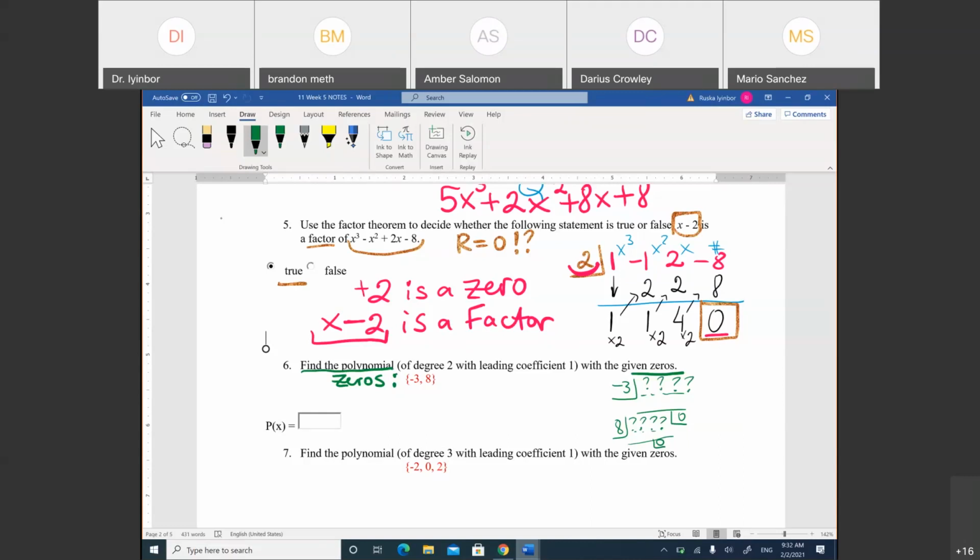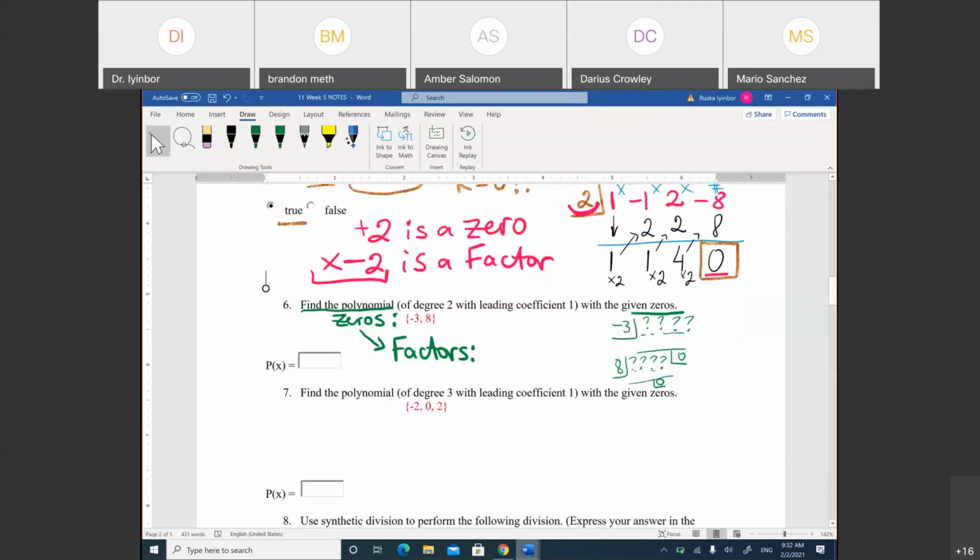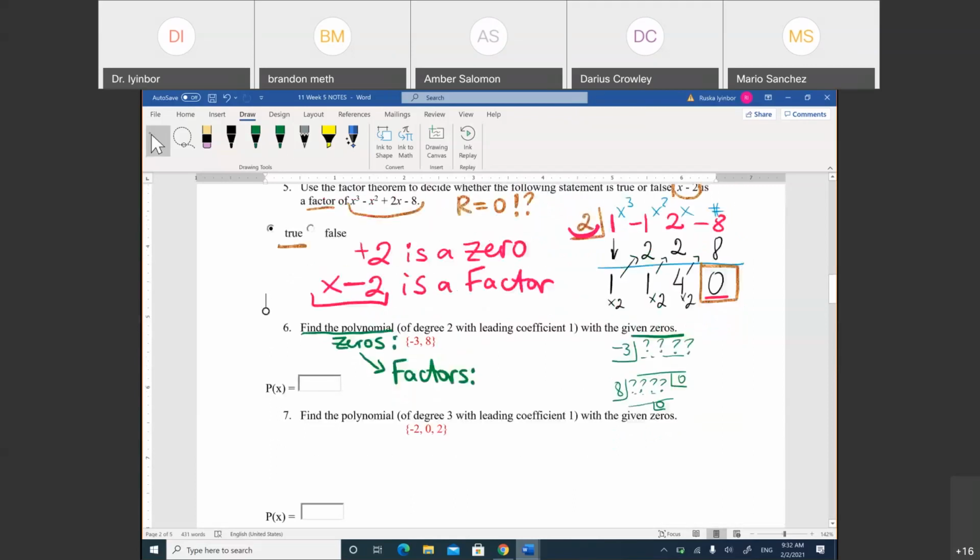So that's what you're going to do here also. From the zeros, you're going to get the factors of the polynomial. And then you're going to multiply the factors and you're going to get the polynomial. Okay? So from the zeros, can you get the factors? What are the factors of the polynomial? So look at the number 5 above. If 2 is a 0, what is the factor? x minus 2. So if negative 3 is a 0, what is the factor?